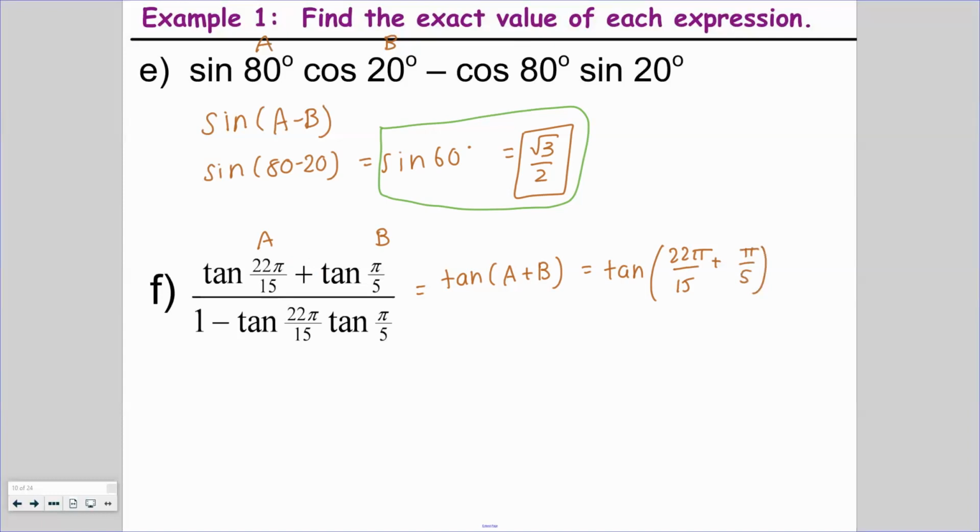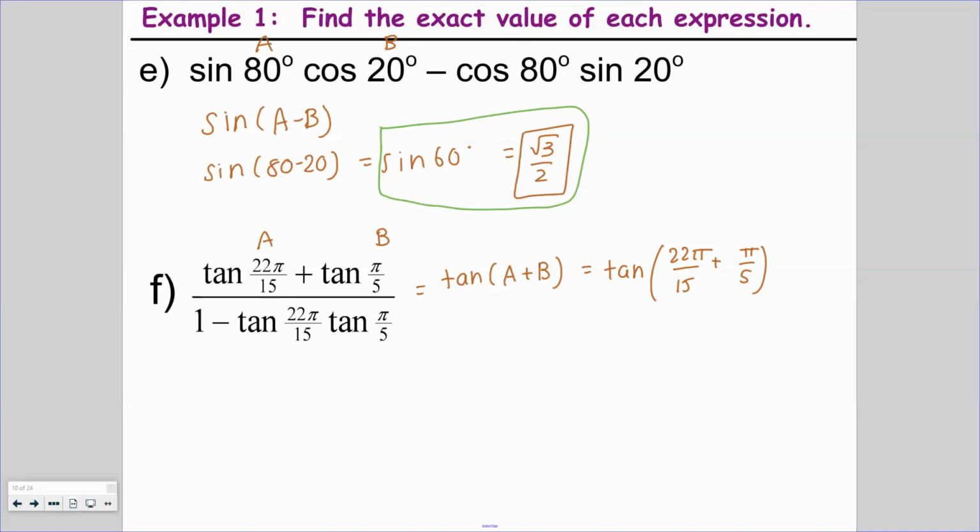I just need to find a common denominator to see if I can get this simplified to an angle on the unit circle. It should always simplify to an angle on the unit circle, you guys. If it doesn't, and I give you this problem on like a test, you did the addition wrong. So always check, right? It should always work out eventually if you're doing it correctly.